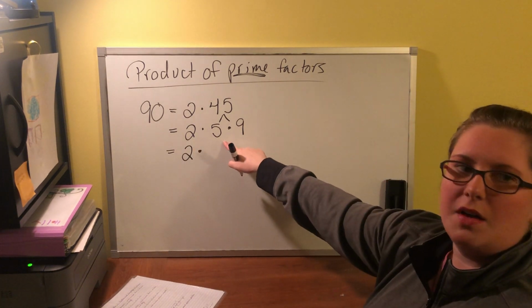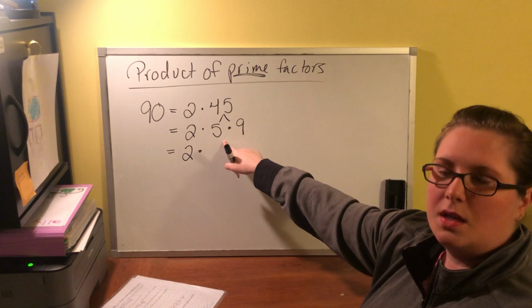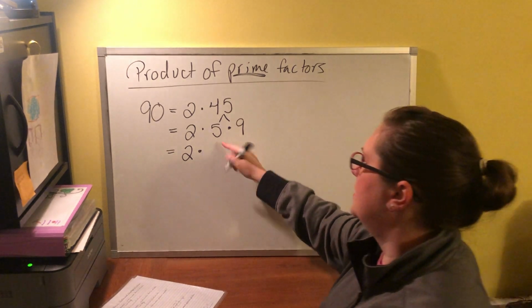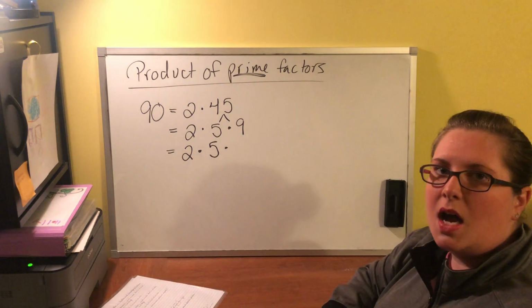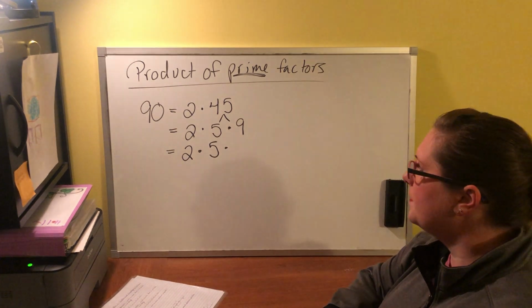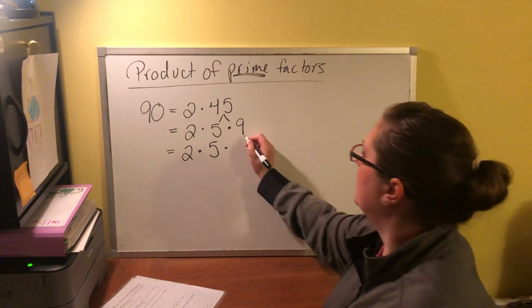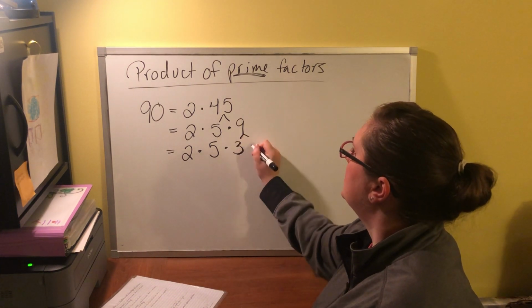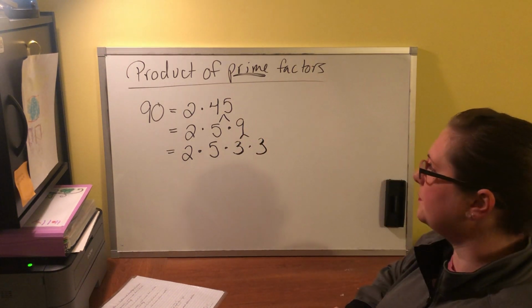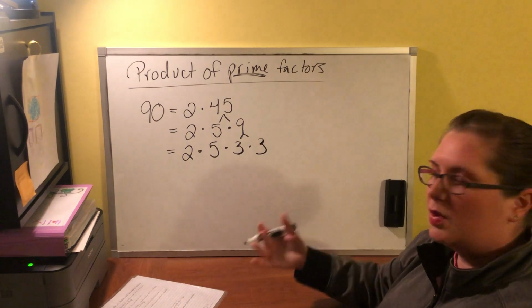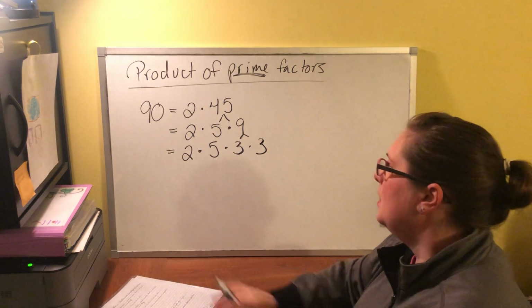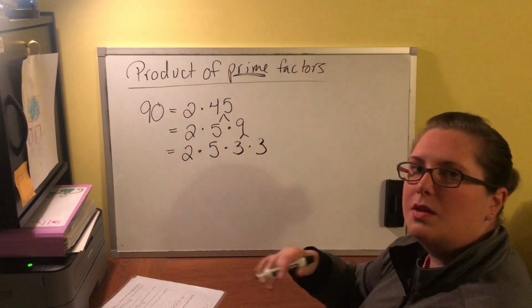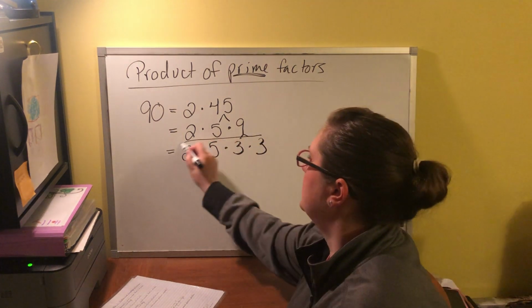Now we're going to look at the 5. Is 5 prime? Yes. The only numbers that go into 5 are 1 and itself, so we're going to bring down the 5. Now we're going to go ahead and look at the 9. Is 9 a prime number? No. 3 goes into 9, 3 times, I'm sorry. So 3 times 3 gives us 9. So then we're going to look at our answer. Are all of those numbers prime? And we look at 2, 5, 3, and 3. Those are all prime. So this is our answer.